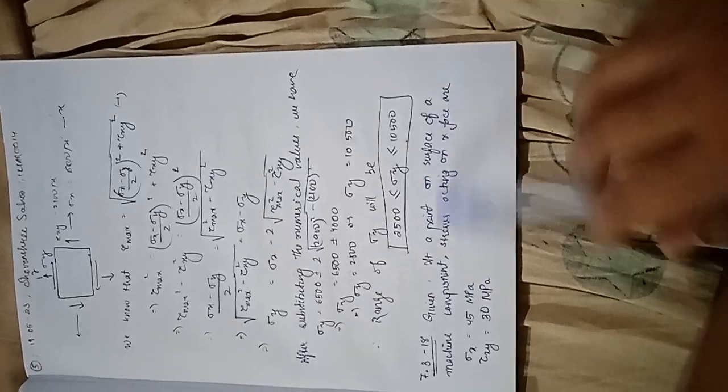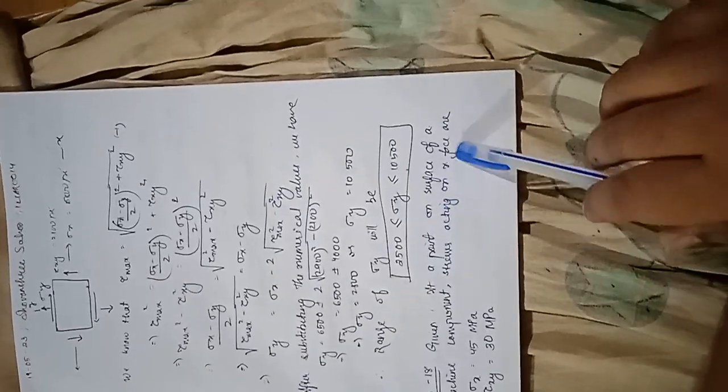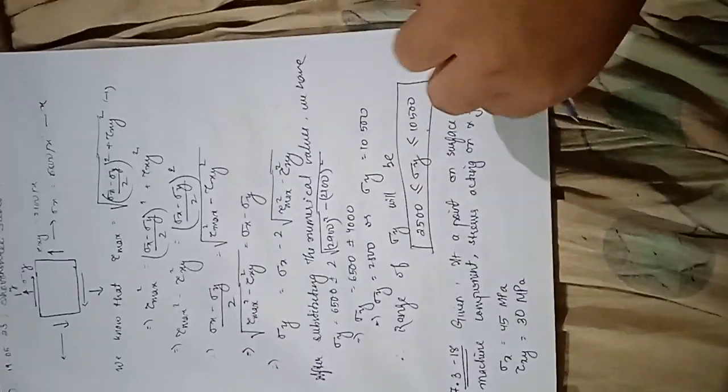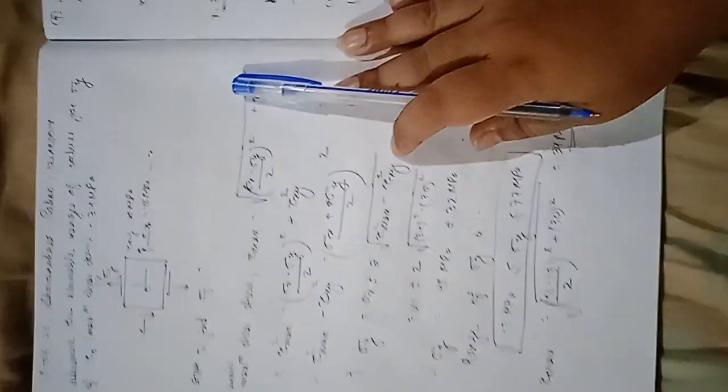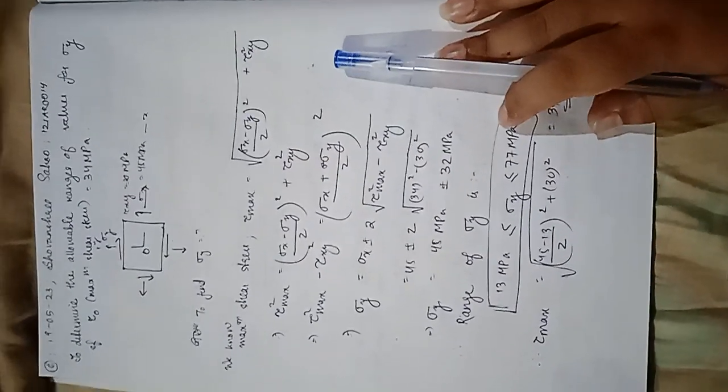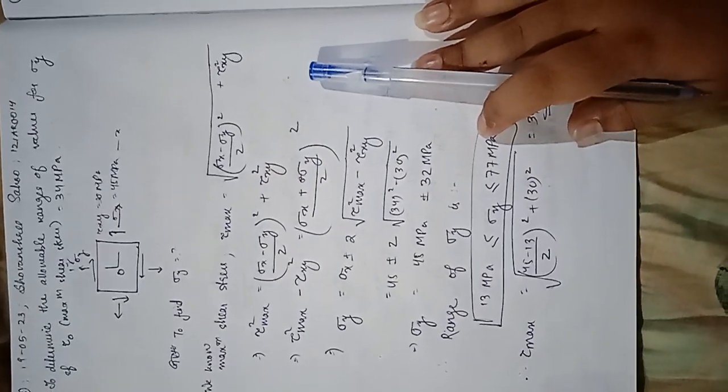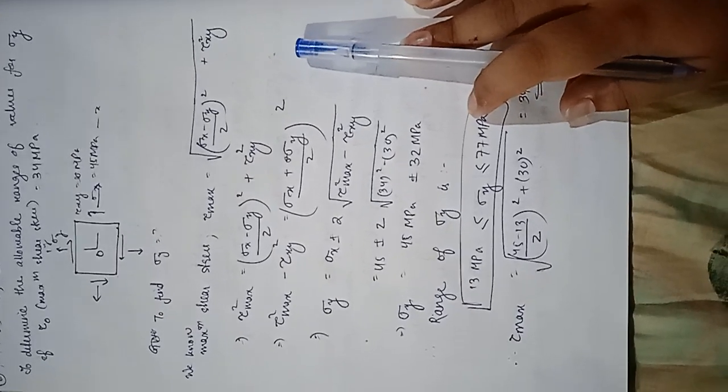Now coming to 7.318, given at a point on the surface of a machine, the stresses acting on a face are sigma x 45 MPa, tau xy 30 MPa. So we have to again determine the available range of values for sigma y for tau max equal to 34 MPa. So we have to find sigma y.